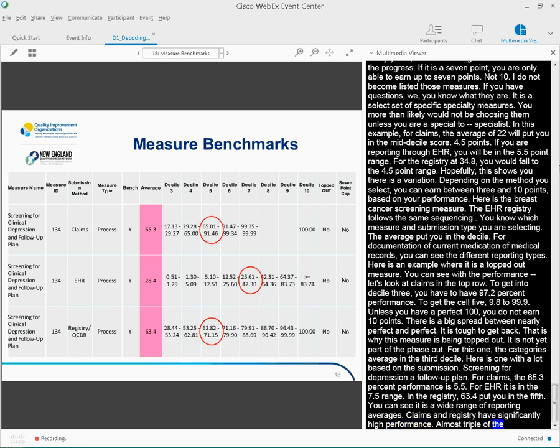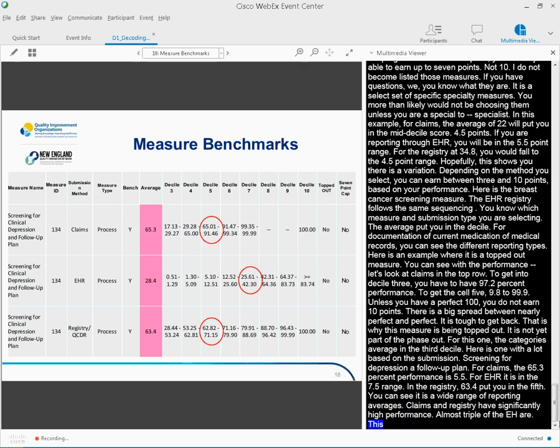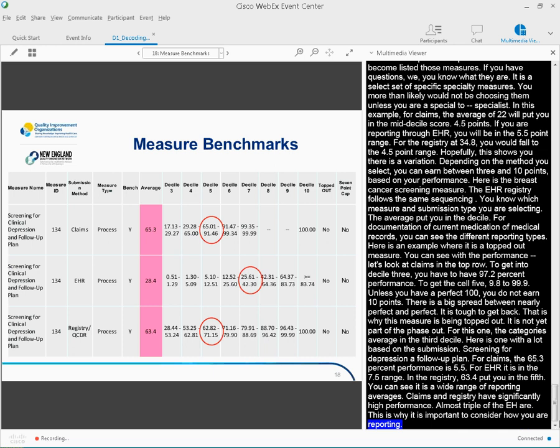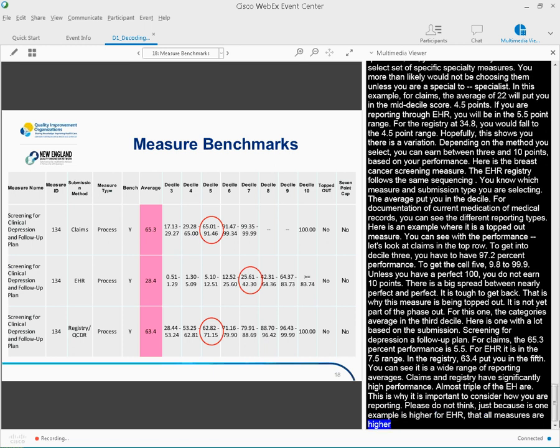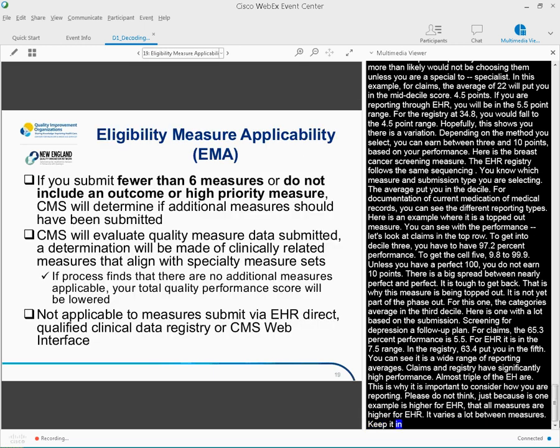So this is why it's really important to start considering, okay, how am I reporting and what makes the most sense? Now, please don't think that just because this one example is higher for EHR that all measures are higher for EHR. It does vary a lot between the measures, but keep that in mind as you start working through your practice and your chosen measures.